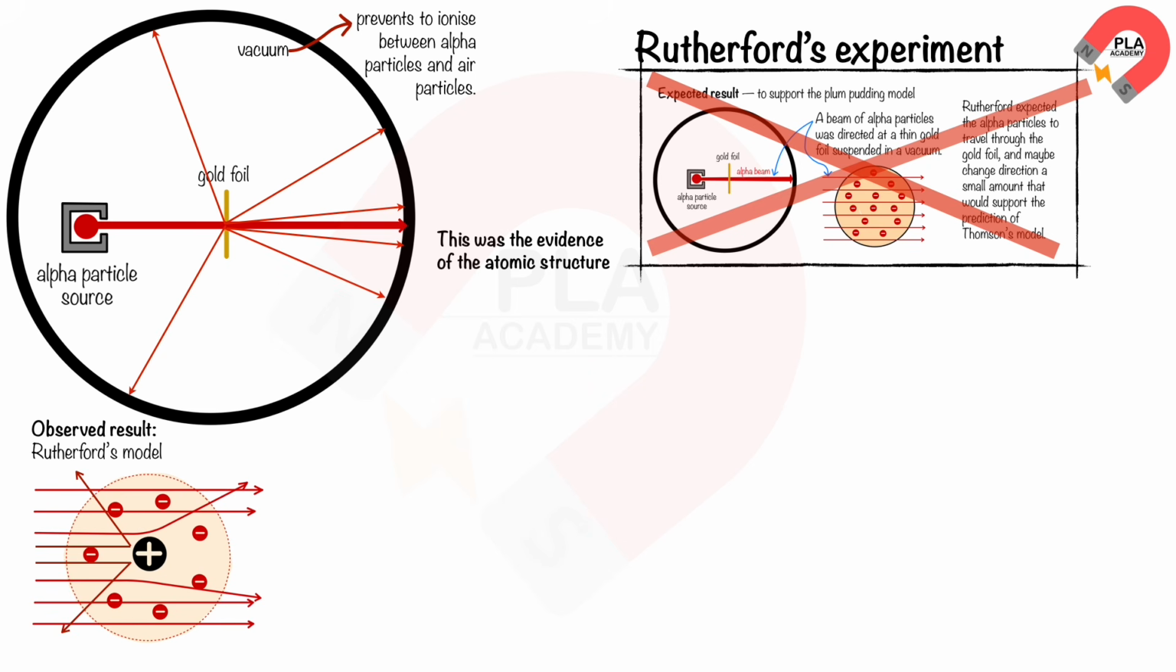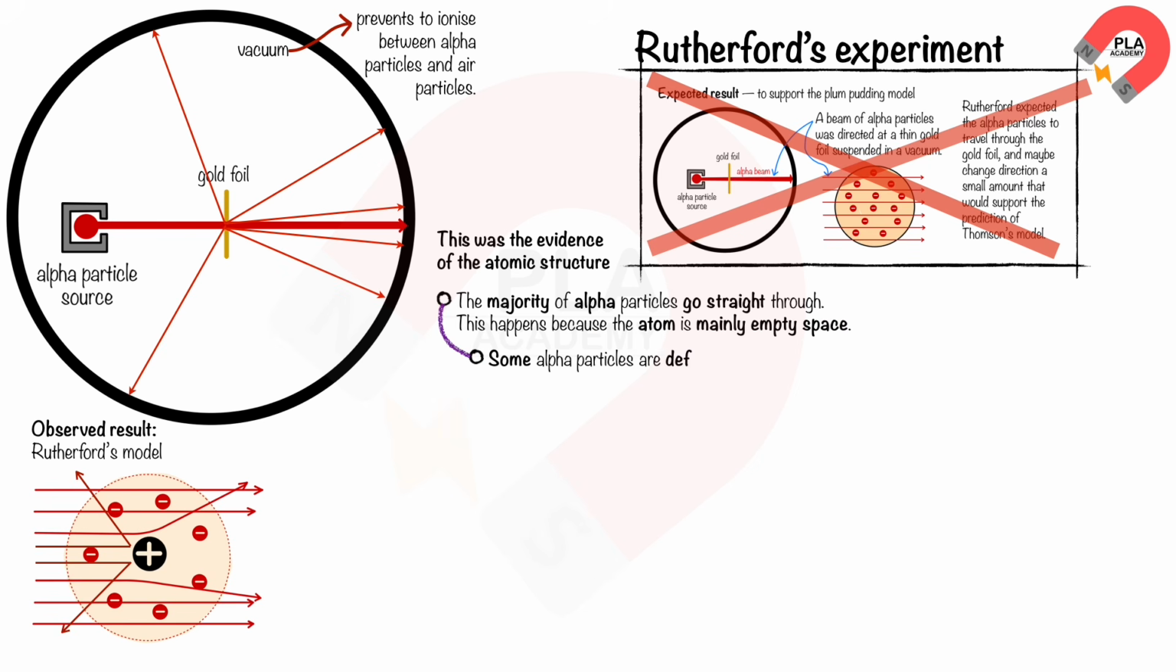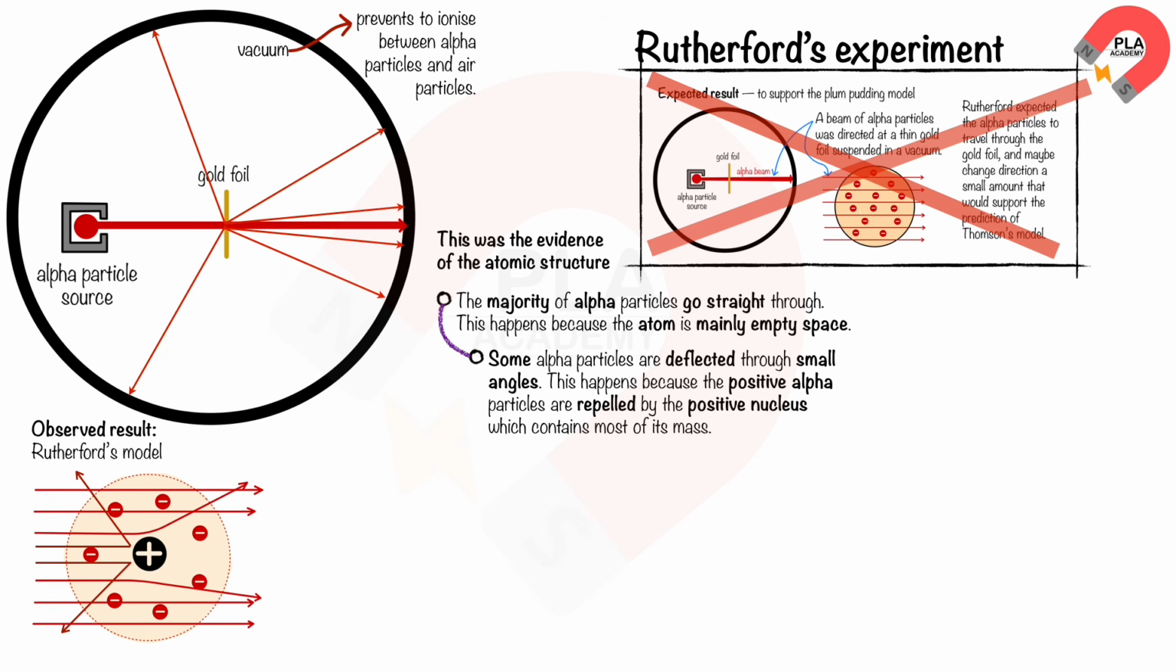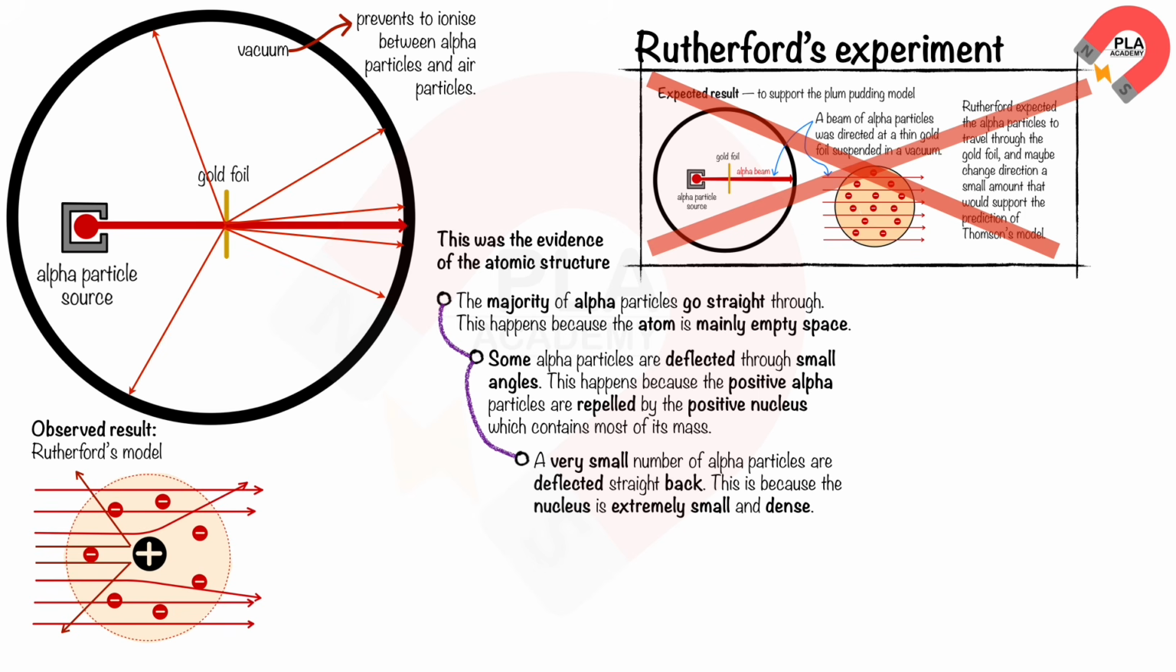When alpha particles are fired at thin pieces of gold foil, the majority of them go straight through. This happens because the atom is mainly empty space. Some are deflected through small angles. This happens because the positive alpha particles are repelled by the positive nucleus, which contains most of its mass. A very small number are deflected straight back. This is because the nucleus is extremely small and dense.